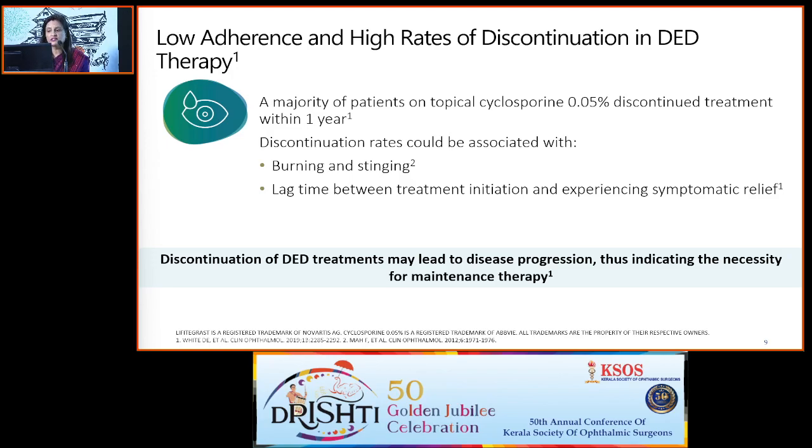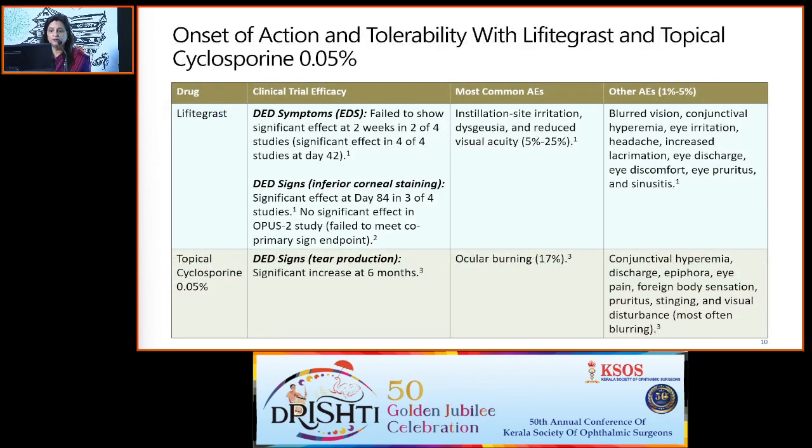and majority of the patients actually discontinued topical cyclosporine, close to 60%, close to 70%, and close to 60% discontinued lifitegrast. So discontinuation does occur in these patients, mainly because of burning and stinging and the lag time between the treatment initiation and experiencing the symptomatic relief. This may lead to disease progression, especially when the patient discontinues, so you do require a maintenance therapy. Now currently we have lifitegrast, but it also causes other side effects like dysgeusia and reduced visual acuity or blurring in some cases, apart from eye discharge, eye discomfort, hyperemia, sinusitis, etc.